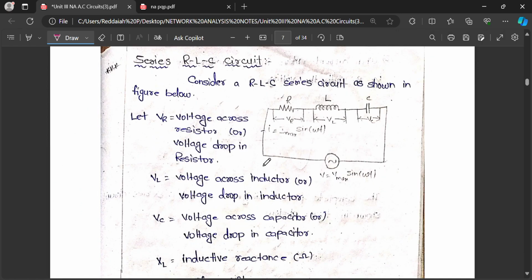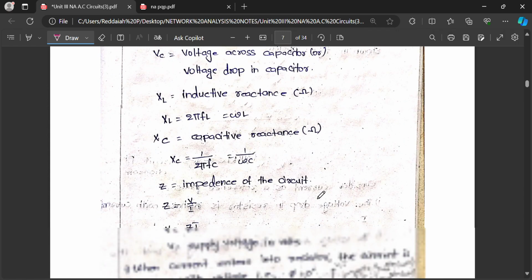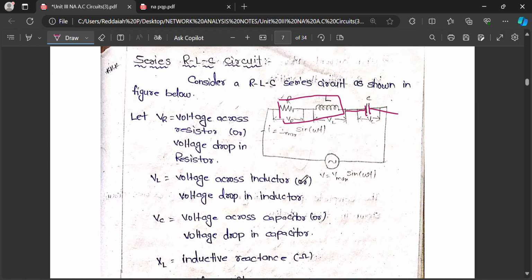Similarly, the series RLC circuit. R and L connected together we saw previously. In addition to that, C will be added. When C is added, what is the impedance? Z equals R plus j(XL minus XC). Z equals R plus j(XL minus XC). We are assuming many terms in this circuit.